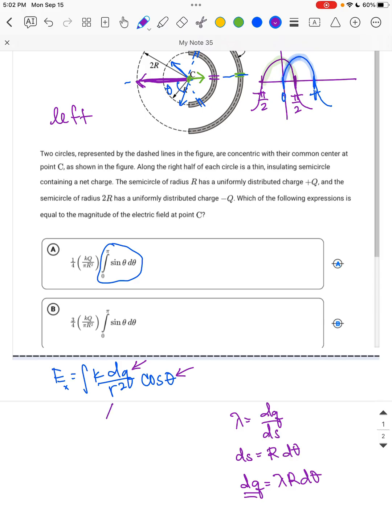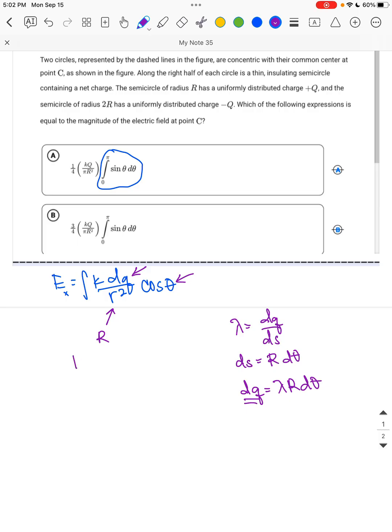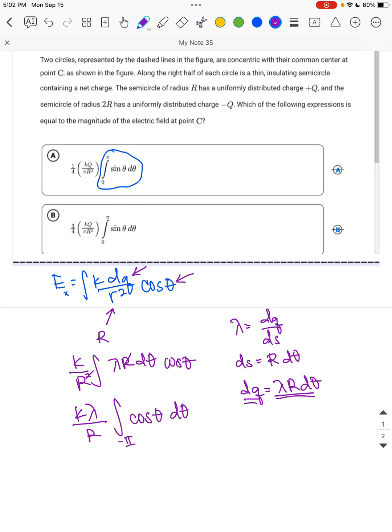I can also see that the r squared is a constant. It's big R, and so I can pull that out. Plug in my new dq, lambda, big R, d theta, cosine theta. And then from there, I can reduce. So k lambda over r, integral of cosine theta d theta, and I go from negative pi over 2 to pi over 2.